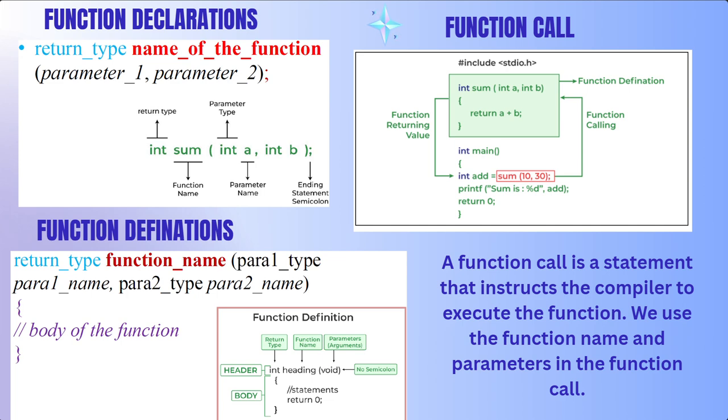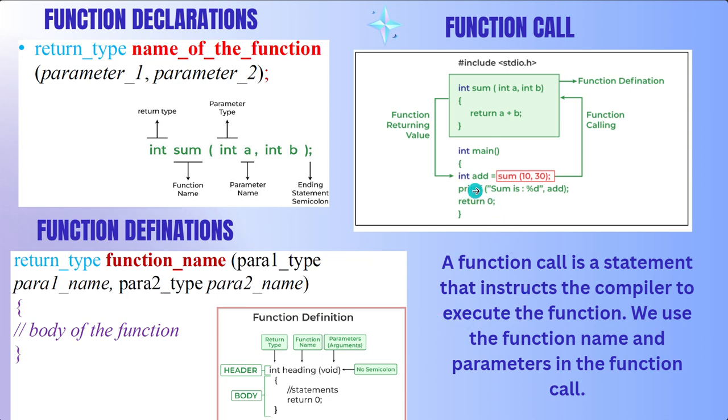Okay. So at function call, only when we need to, that time we need to call the function. A function call is a statement that instructs the compiler to execute the function. We use the function call and the parameters in the function call. So this is how the function call takes place.